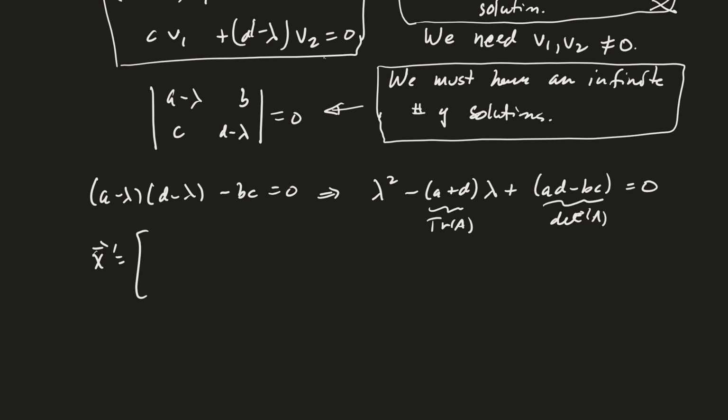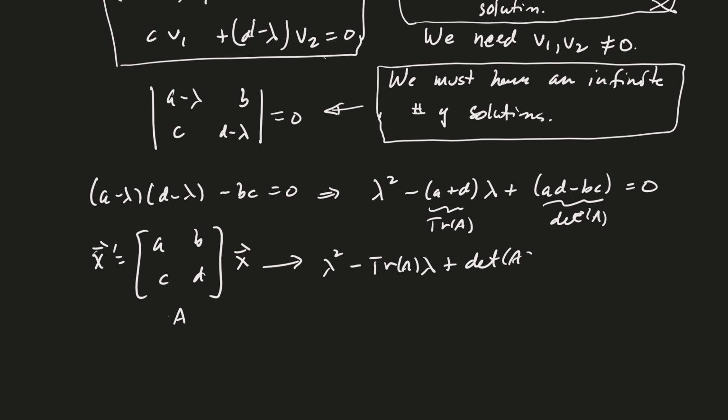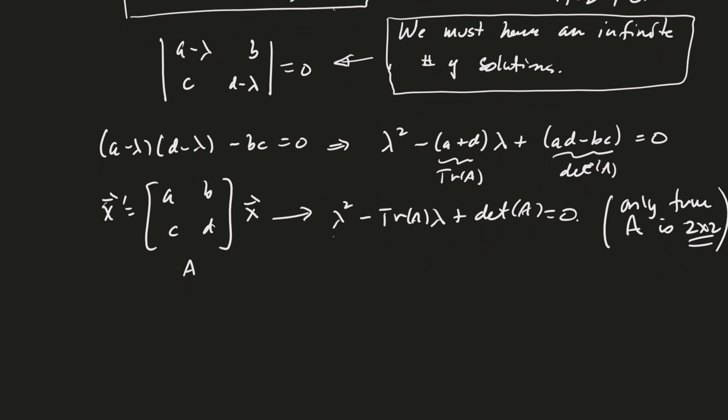As a shortcut, if we're given x prime equals A, B, C, D (this is your matrix A here) times x, then the eigenvalues come from lambda squared minus the trace of A times lambda plus the determinant of A equals 0. Now I should say this is only true when A is 2 by 2, because for a 2 by 2 you get a quadratic. If this was a 3 by 3 matrix, you would have a third degree polynomial in lambda. So this is only good for the quadratic case.